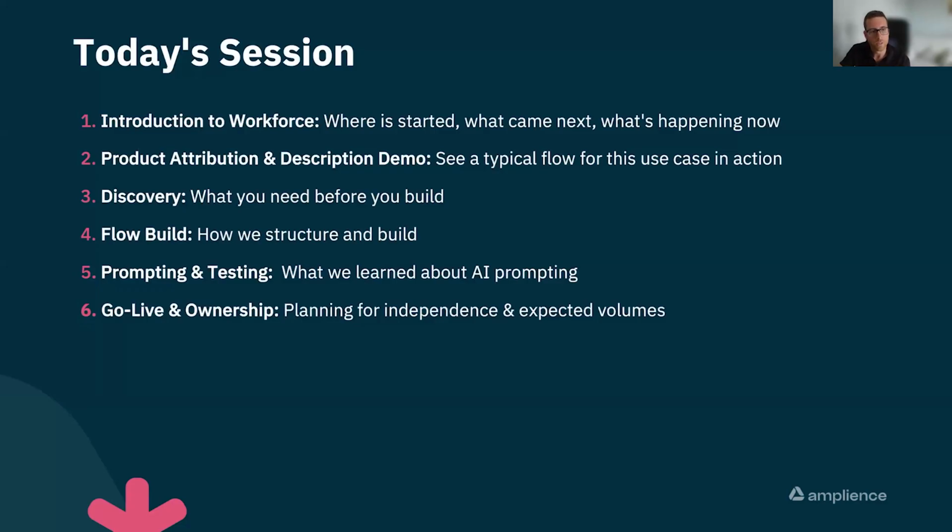And then I'll move on to talk through 4 of the key phases of a project implementation. So I'll discuss discovery, flow build, prompting and testing, go live and ownership. But I'm not going to be going through a task list. It's going to be more focused around the things that we've learned and things that you can take into your own projects, whether they're workforce related or hopefully even more specific AI projects you might be working on internally within your businesses. I'll probably be around 25 to 30 minutes.